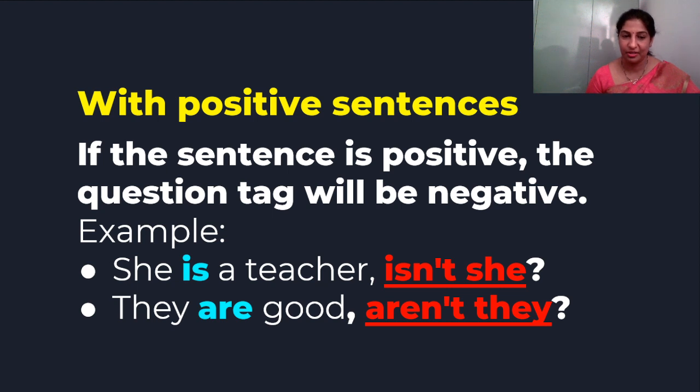And the next sentence, they are good. It is a positive statement. So we have to use a negative question tag here. Are is used in its negative form, aren't, and we have interchanged the places: the first word becomes the second word in the question tag, followed by a question mark. You can see two parts of the sentence, the statement and the question tag part, separated by a comma and ending with a question mark.